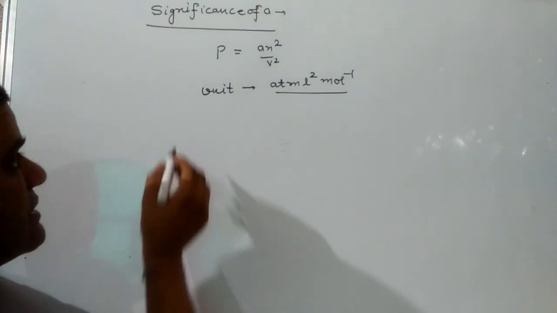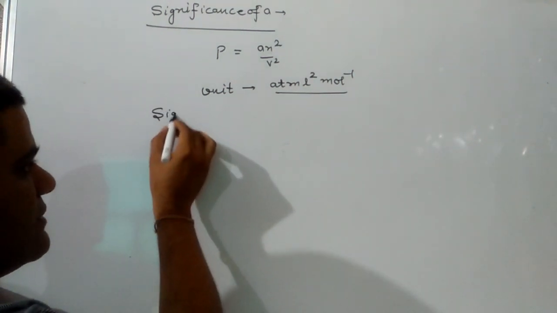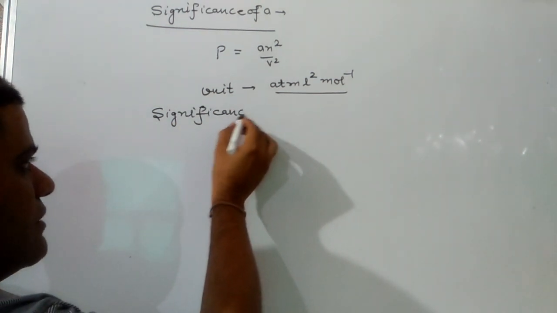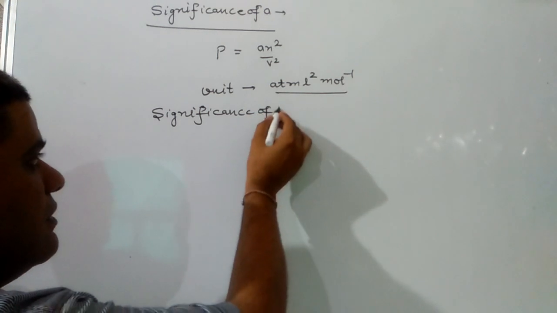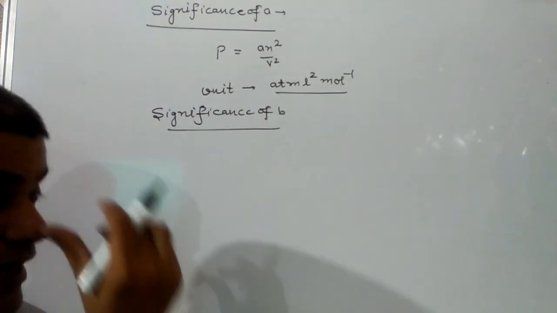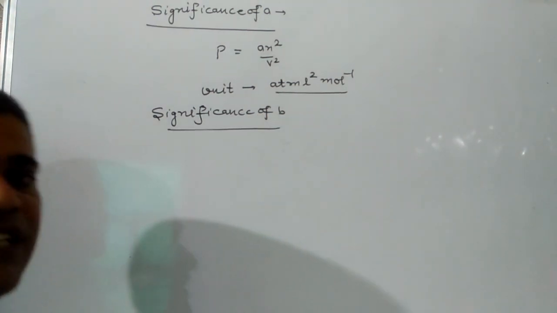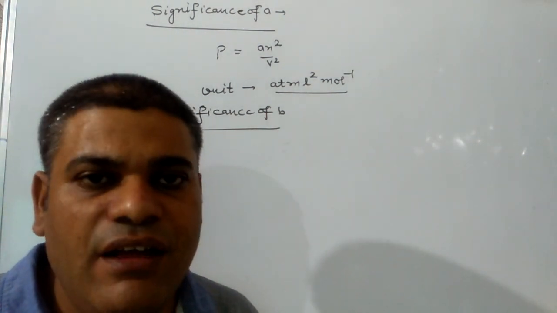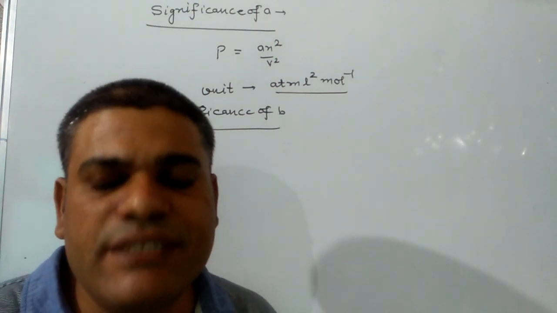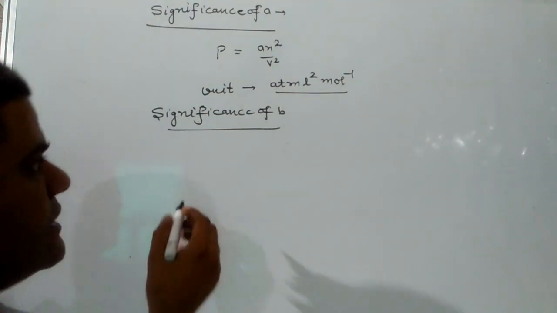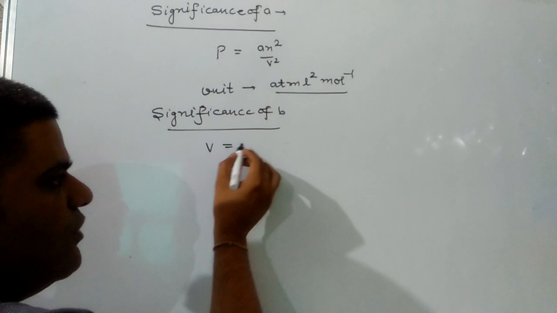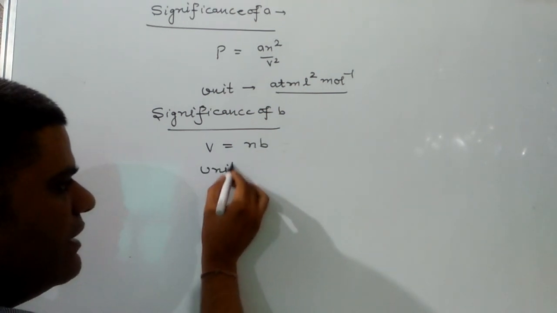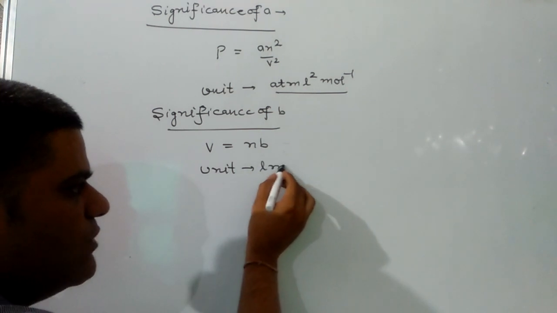Now we have to discuss the significance of b. So b shows the volume of each molecule in comparison to the total volume of the gas, or it shows the excluded volume which is not considered, and its unit can be found out by comparing V with nb. From here the unit comes out to be liter per mole.